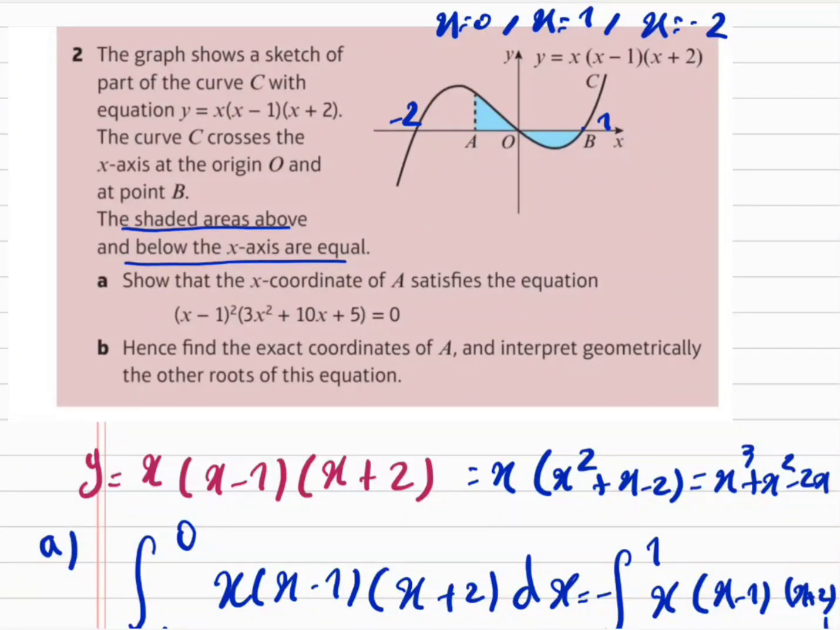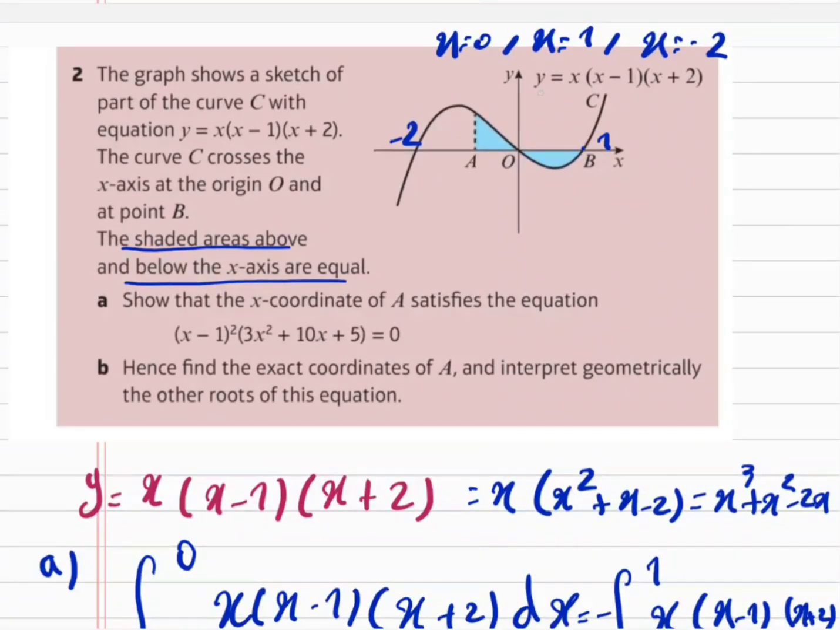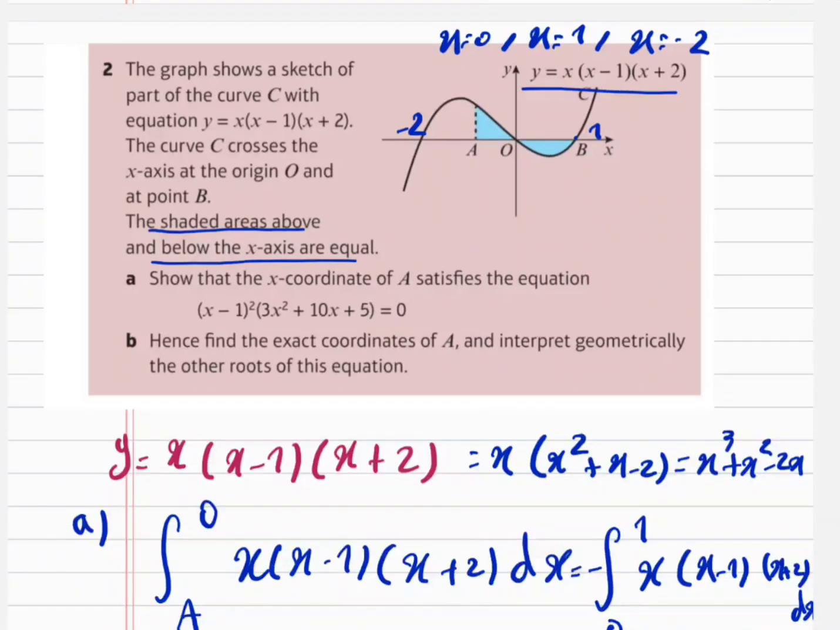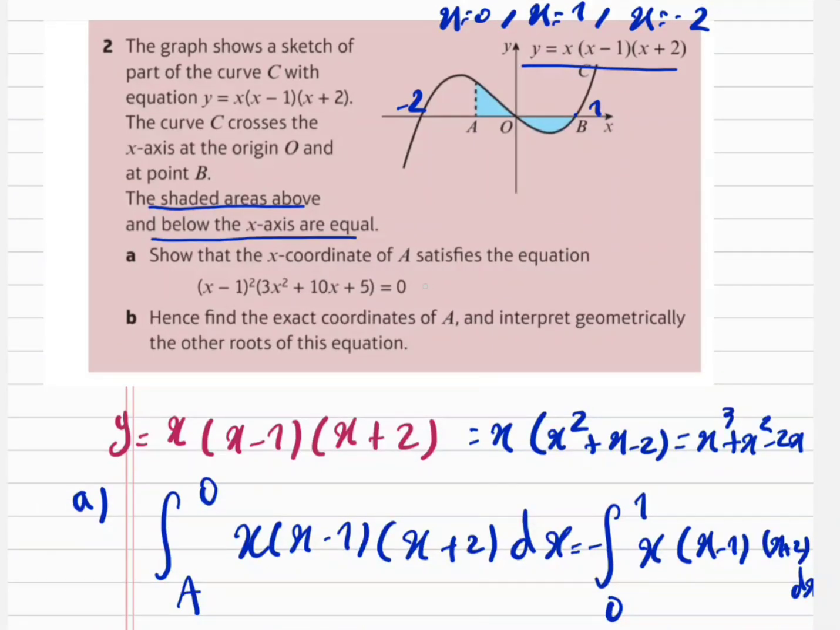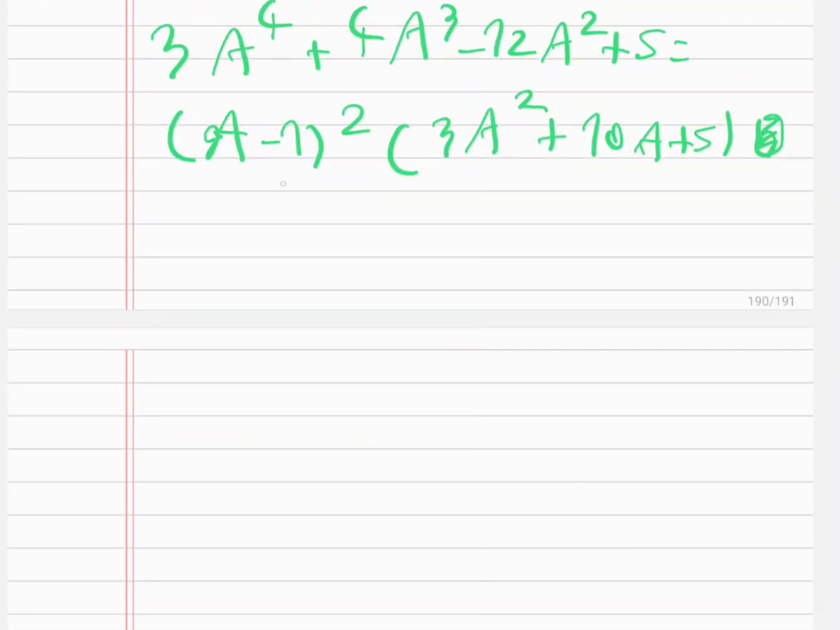Hi everyone, this video is on exercise 13F, the challenge question. This is the second question of the challenge part, and in this video I'm going to do part B. I've already done part A in the previous video. Basically we have this curve with this equation. In part A we wanted to show that the x coordinate of A satisfies this equation, and we did that. We basically derived that equation.